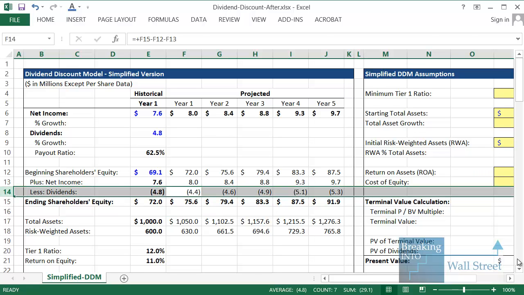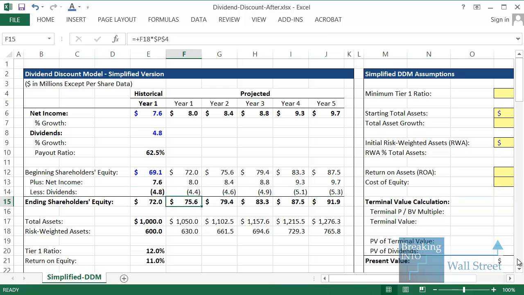because think about it. What if we assumed something much greater than this number? Let's say we assumed 8, for example. Well, what we'd have here is our beginning shareholders equity plus our net income minus our dividends. That would be equal to 72. So our ending shareholders equity would be equal to 72. 72 divided by our risk-weighted assets.